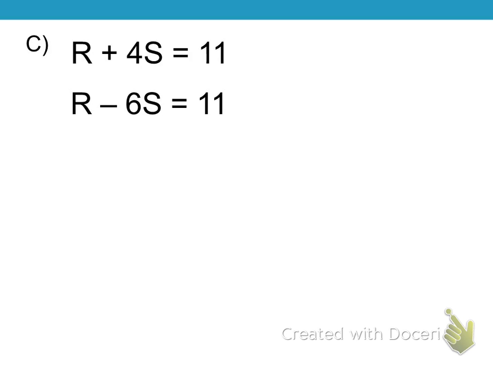All right, do I have opposites? I don't. So when you don't have opposites, you can make opposites. So right now I have one R and one R. So if I multiply one of the equations by -1, then I'll make opposites. Does everybody see that? Okay, so my plan of attack is to multiply 1R plus 4S equals 11 by -1.